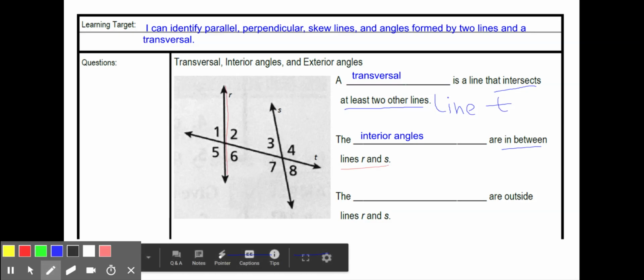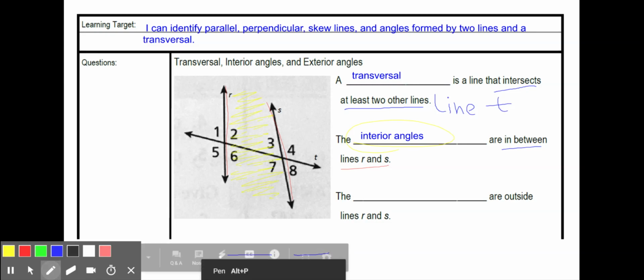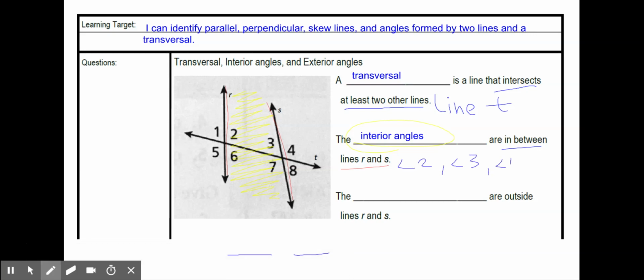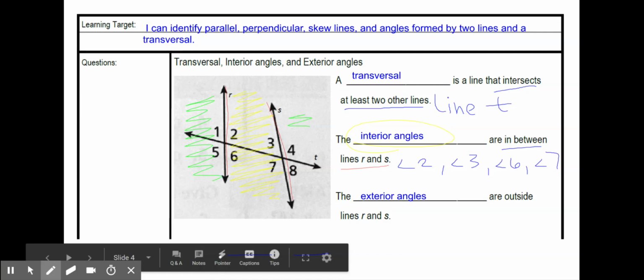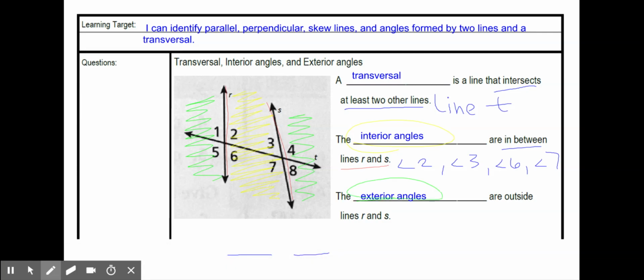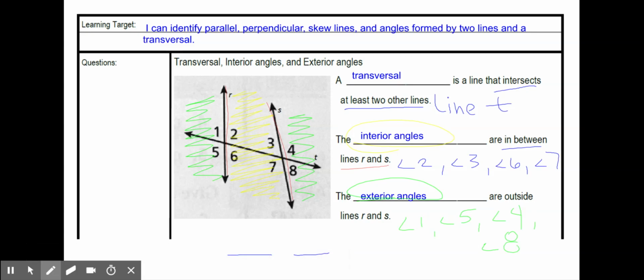Interior angles are in between lines R and S. So if lines R and S are here, interior angles are going to be anything inside or in between. So we're looking at angles 2, 3, 6, and 7. Okay. The exterior angles are then outside of lines R and S. So we can color those exterior angles. Those would be angles 1, 5, 4, and 8 on the outside.